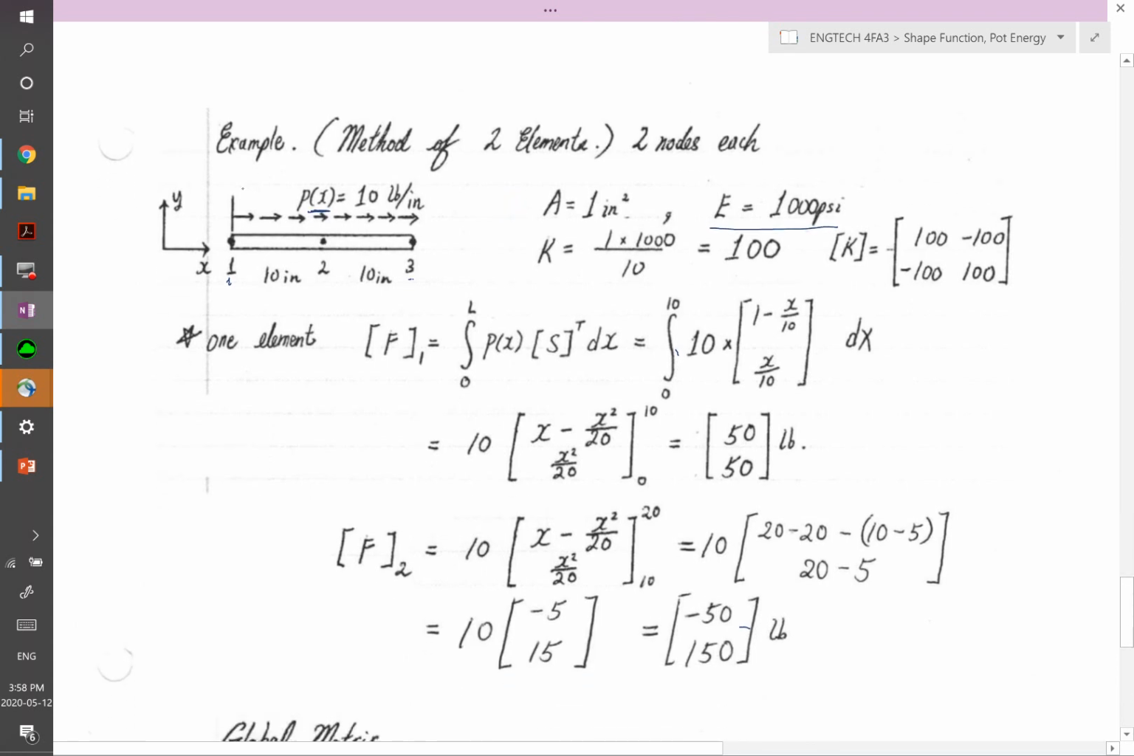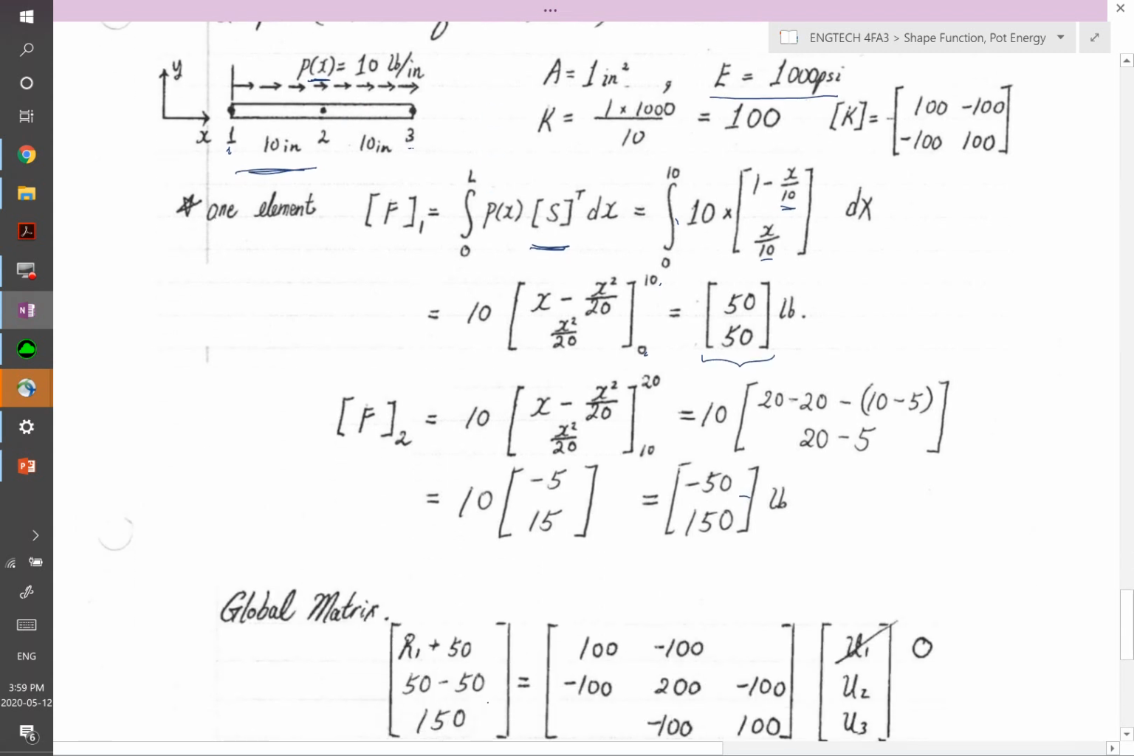So let's see, we are using the shape function here now. We took the integration of the force acting on the shape function. The spring element's shape function is 1 minus x over L. In this case, L for one element is 10. So we take the integration of that. We have this formula and plug in the boundary condition, which is from 10 to 0. So the force vector for the first element is 50, 50.